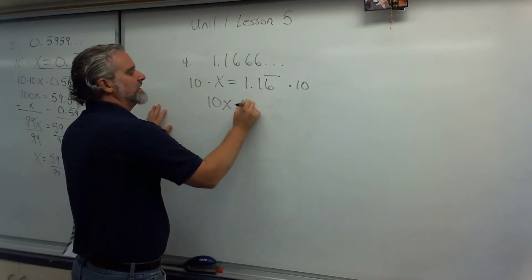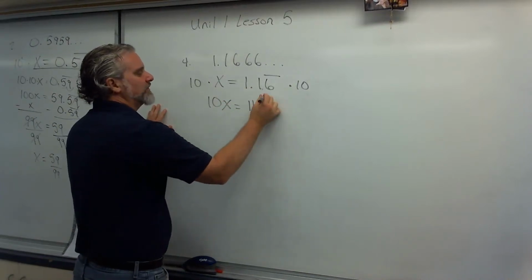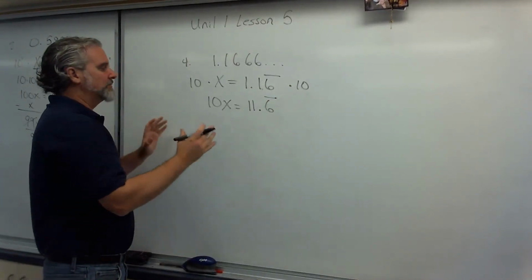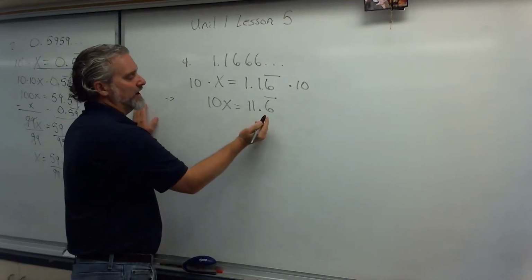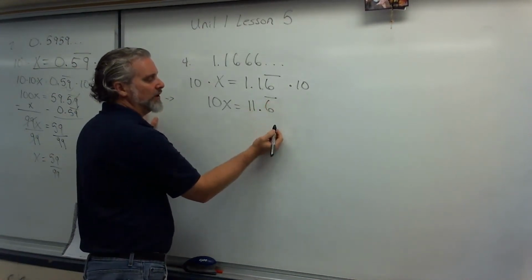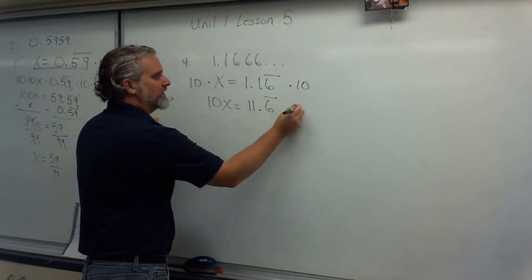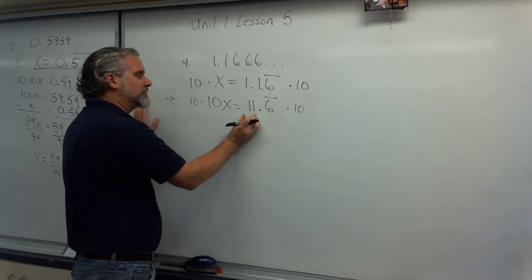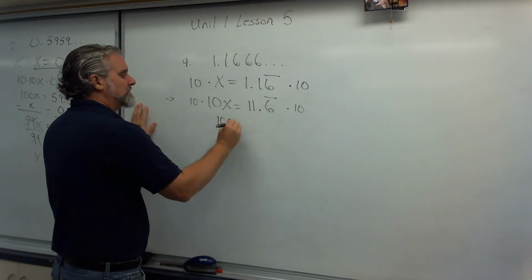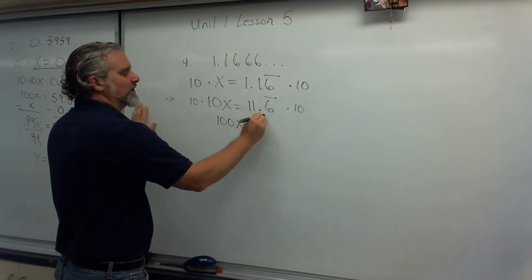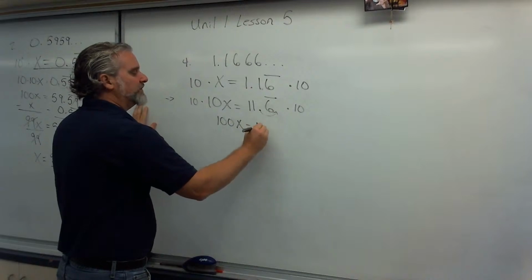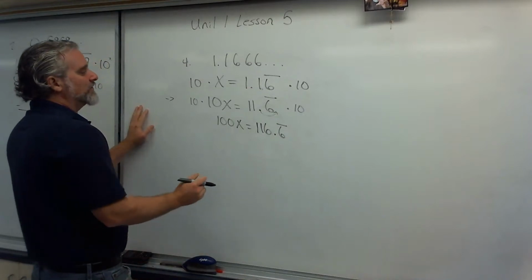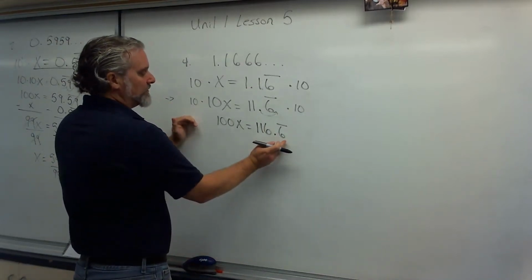10x equals 11.6 repeating. This is what we're going to use to subtract when the time comes. So now I have one digit underneath this repeating bar. So I'm going to multiply by 10 on both sides, yet again, to get one set of that repeating number to the left of the decimal point. 10 times 10 is 100x. With this decimal point moved one spot, we end up with 116.6 repeating. And so now we got to get rid of this repeating decimal.